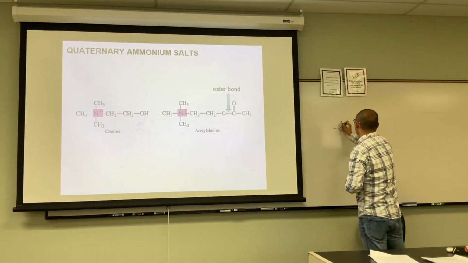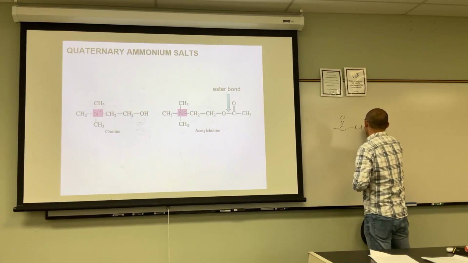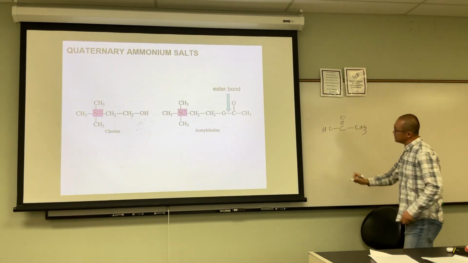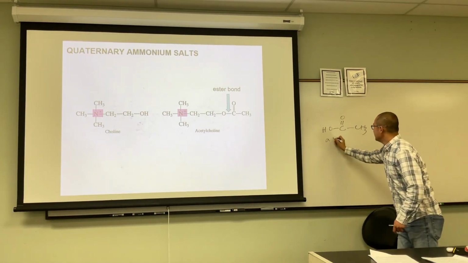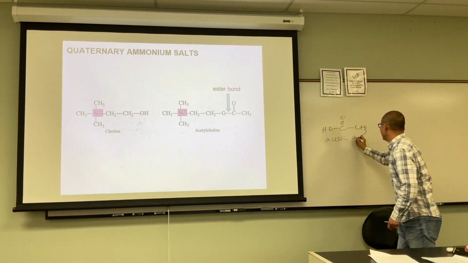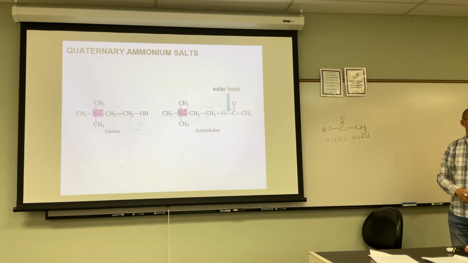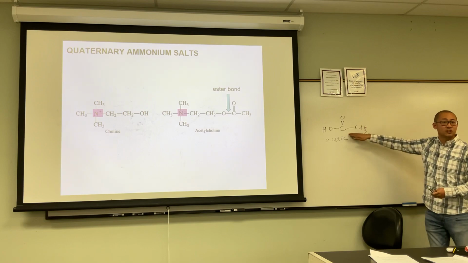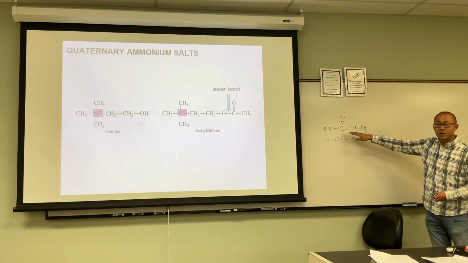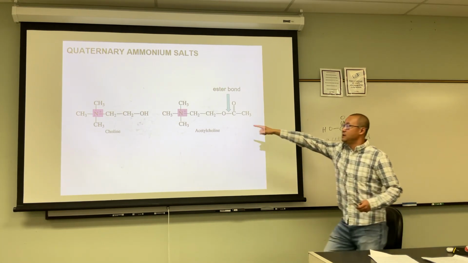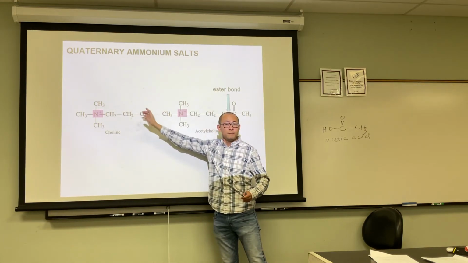Let me draw the structure for you. We have shown this before. This is the acid, by the way. We call this acetic acid. Acetylcholine is basically the ester between what? Between the acetic acid and then the alcohol.